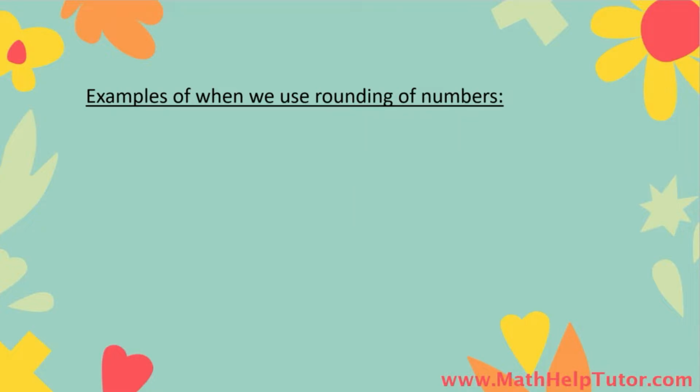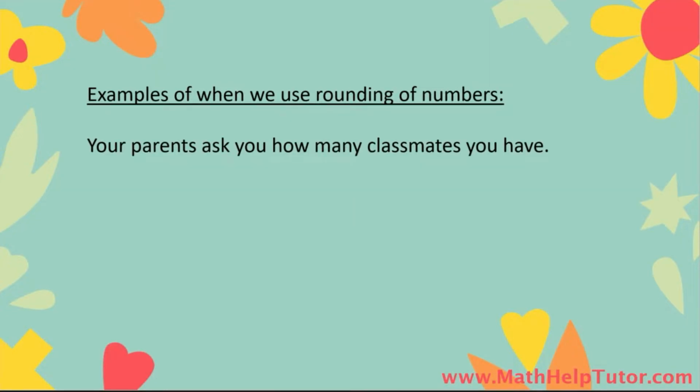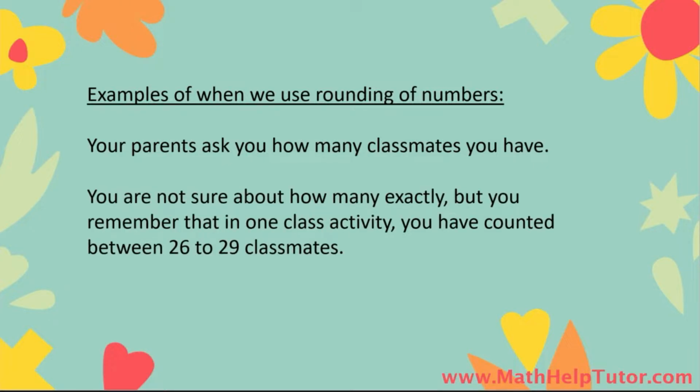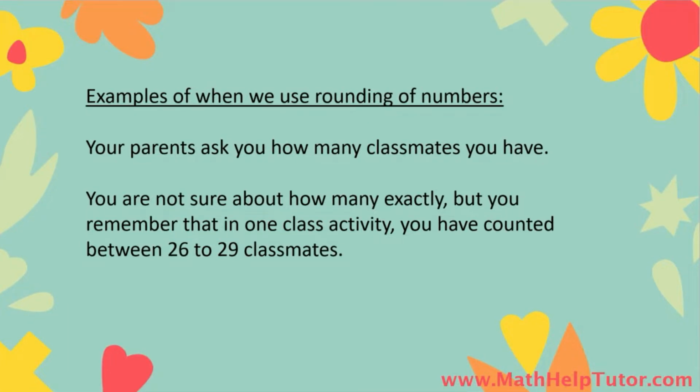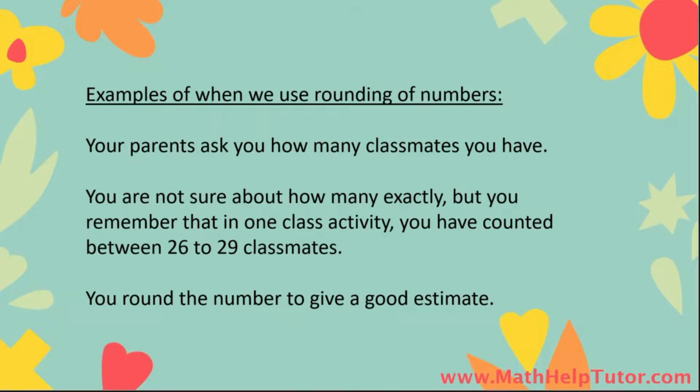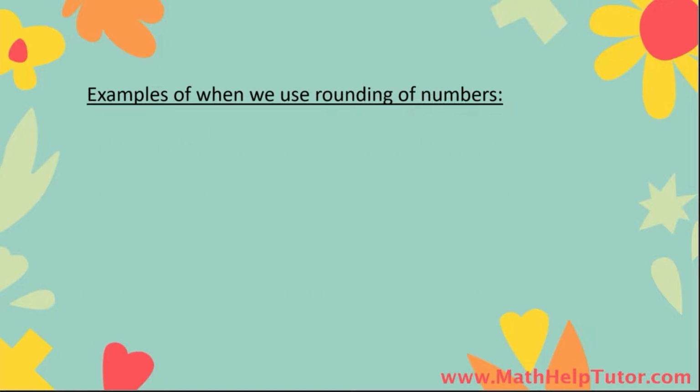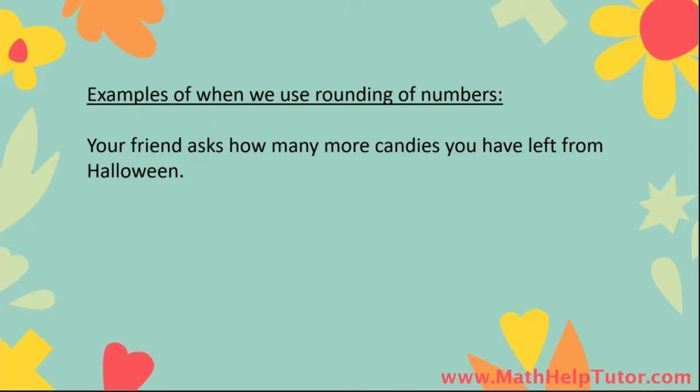Here are some examples of when we round numbers. Let's say your parents ask you how many classmates you have. You're not sure exactly how many classmates you have, but you remember that in one class activity, you counted between 26 to 29 classmates. So you round the number to give a good estimate, and you answer your parents, you have about 30 classmates.